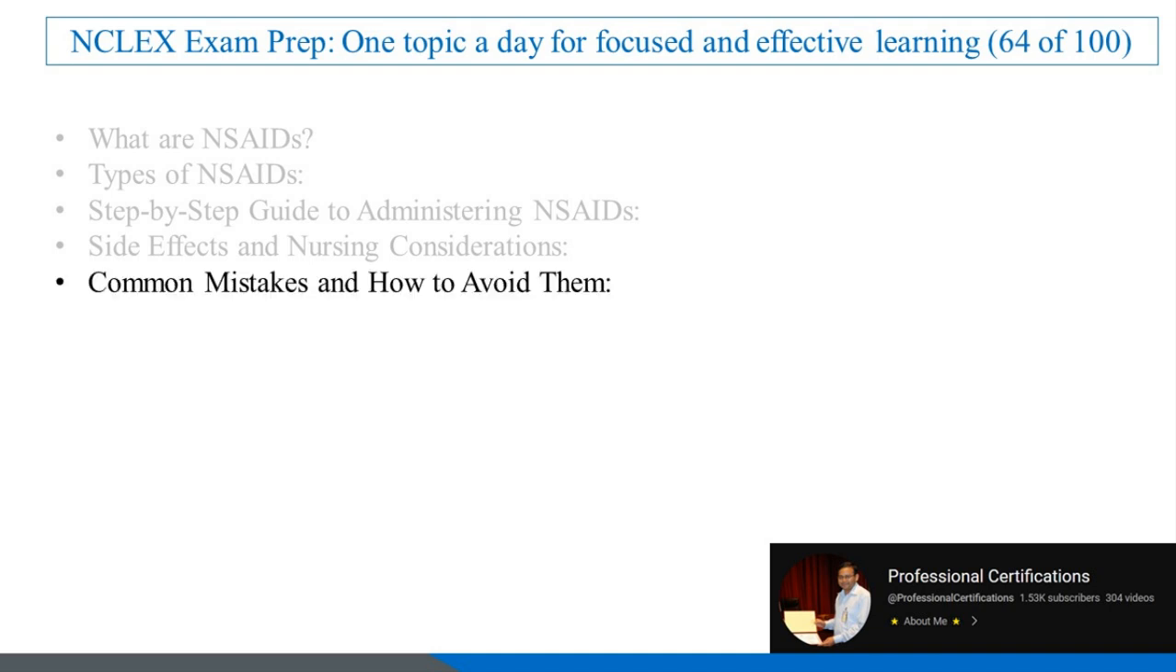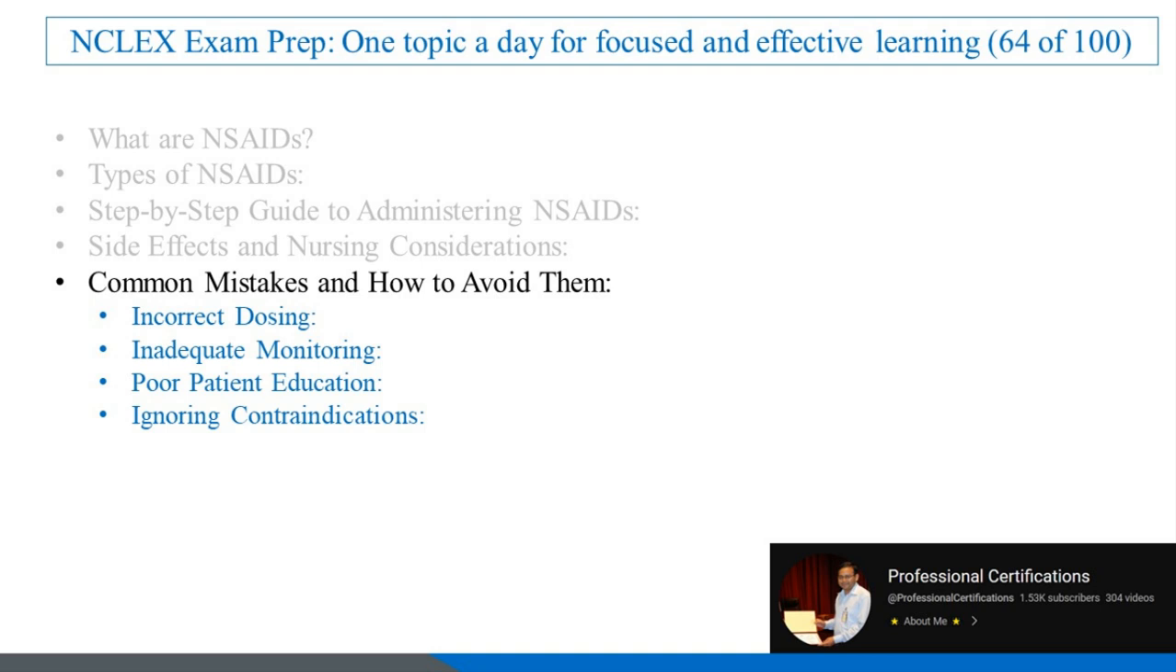Common mistakes and how to avoid them. Even with the best intentions, mistakes can happen. Here are some common errors and how to avoid them. Incorrect dosing. Double-check the medication and dose before administration. Inadequate monitoring. Regularly monitor the patient for side effects, especially gastrointestinal and kidney issues. Poor patient education. Educate the patient about the risks of long-term use and recognizing side effects. Ignoring contraindications. Avoid NSAIDs in patients with specific medical conditions, such as peptic ulcers or kidney disease.